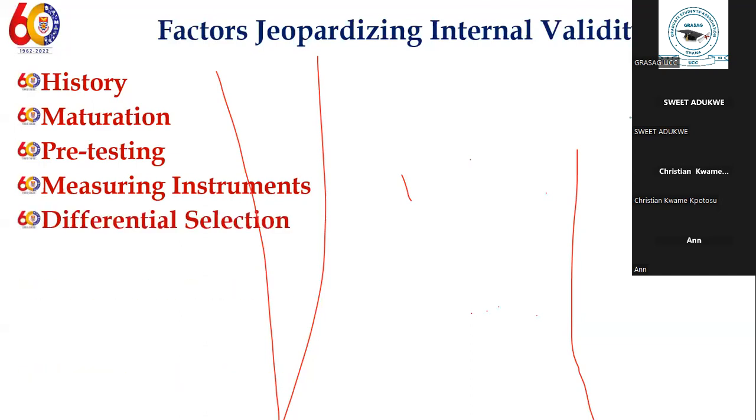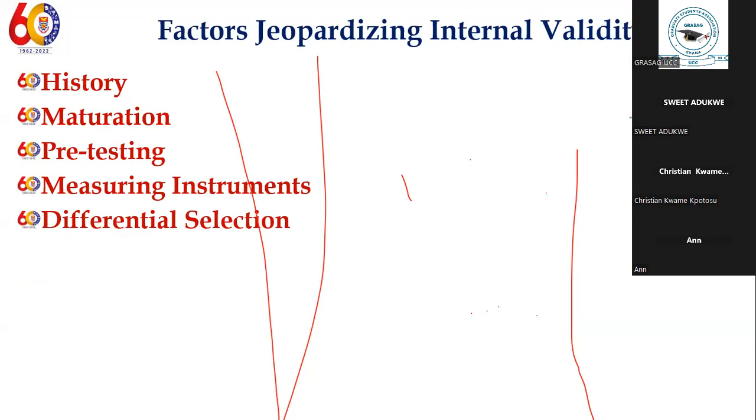Then we also look at differential selection. And this differential selection, we talk about different groups of individuals. And these people would have had different previous knowledge or ability, which will affect the final measurement. So you have to take these things into consideration. How different are the people when it comes to their knowledge level?